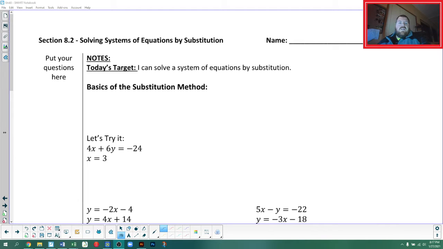Hello and welcome to the section 8.2 lecture. Today we're going to be talking about solving systems of equations using substitution.